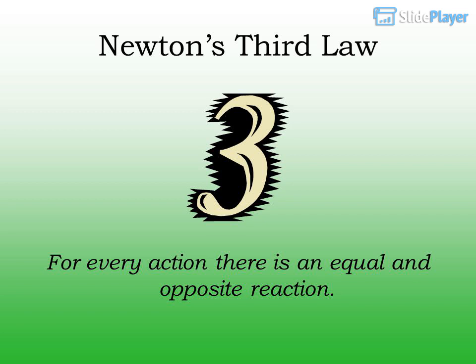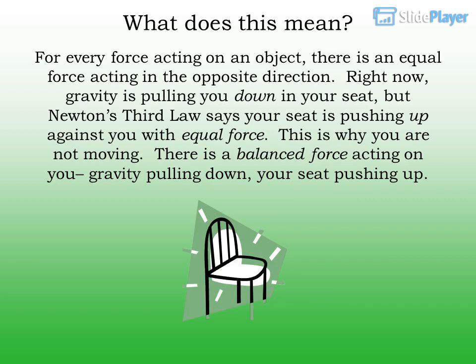Newton's third law. For every action there is an equal and opposite reaction. What does this mean? For every force acting on an object, there is an equal force acting in the opposite direction. Right now, gravity is pulling you down in your seat, but Newton's third law says your seat is pushing up against you with equal force. This is why you are not moving. There is a balanced force acting on you: gravity pulling down, your seat pushing up.